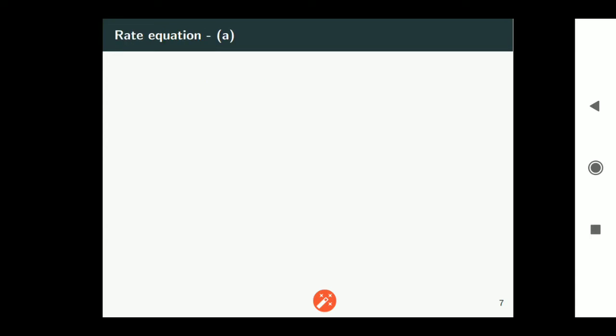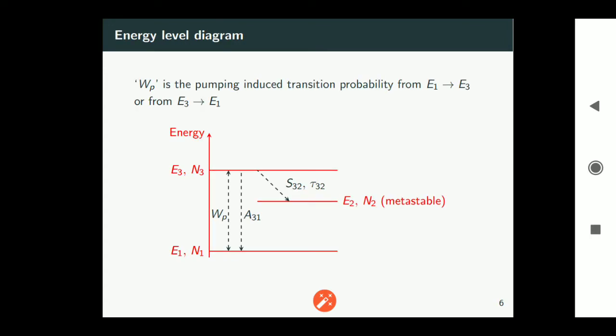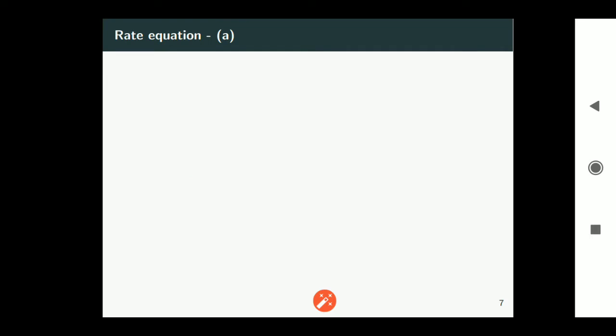Now let us start writing rate equations in this particular system. Note that this has three levels, N1, N2, N3 are the populations of the corresponding three levels. So we can write a rate equation for all these three levels. Let us begin with the third level, E3.